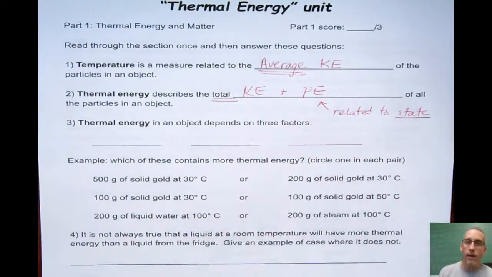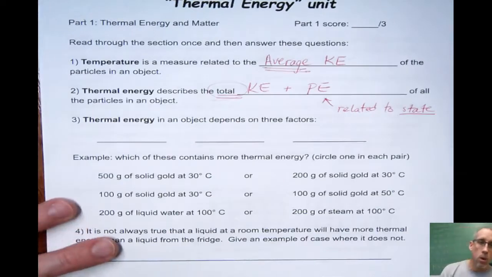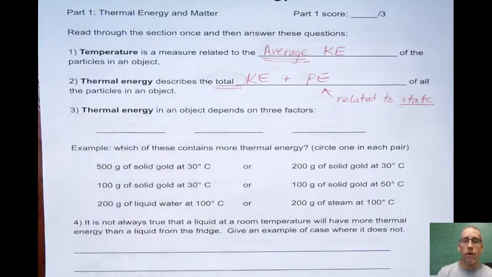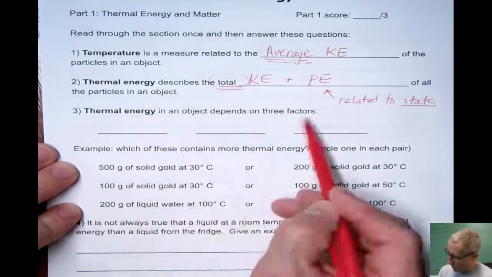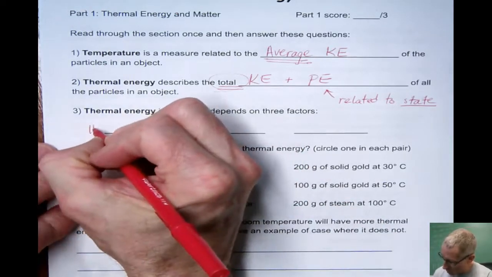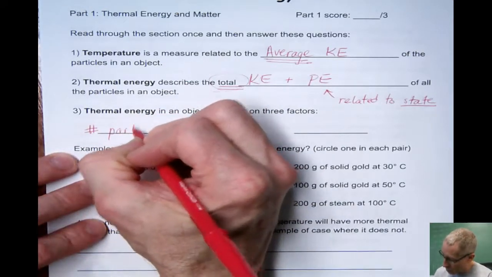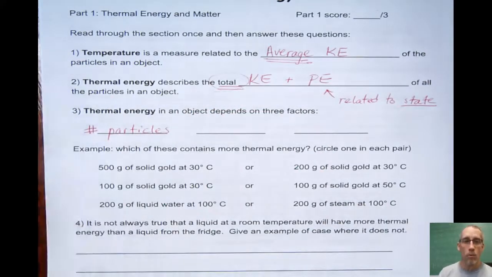And then, of course, the kinetic energy has to do, as I said before, with the motion of the particles. But again, the key word here is total. So we can have a lot of total energy and not have a very high temperature. And so we'll talk about that when we get down to these examples in a minute. So there's three factors that will determine how much thermal energy. One, because we're totaling up all the energy of all the particles, it's going to have to do with the number of particles that we have. So if you have more particles, you're just going to add up more and more thermal energy.